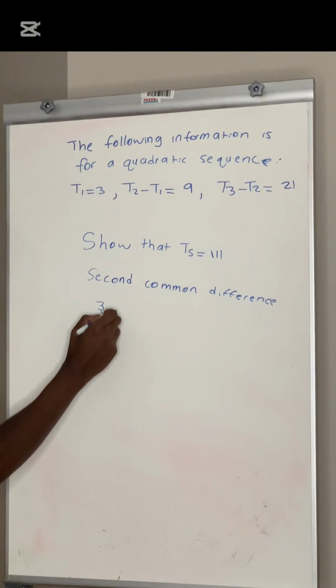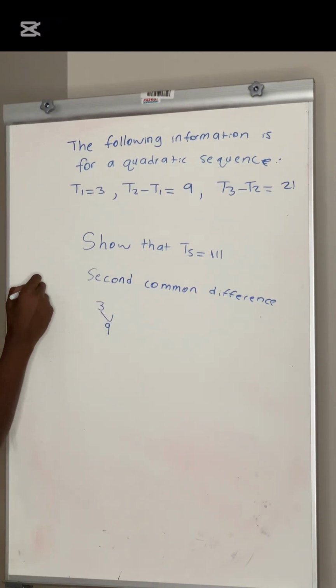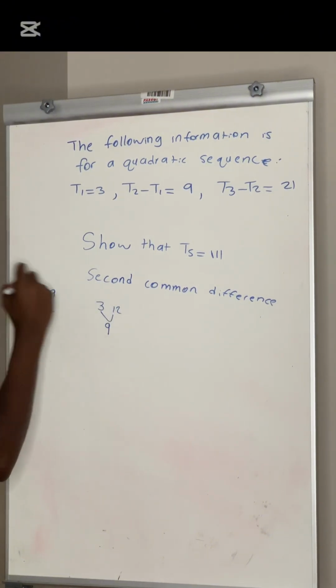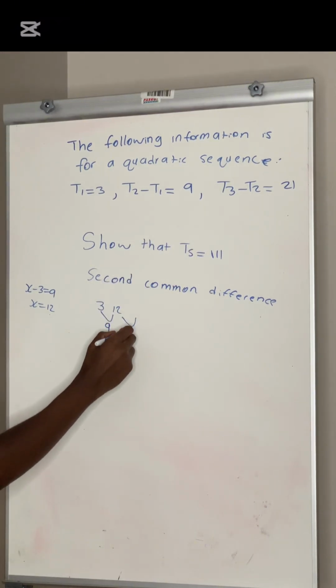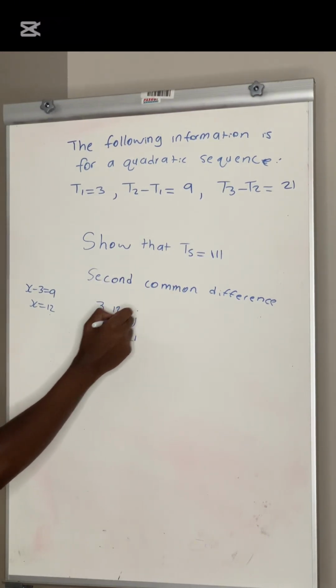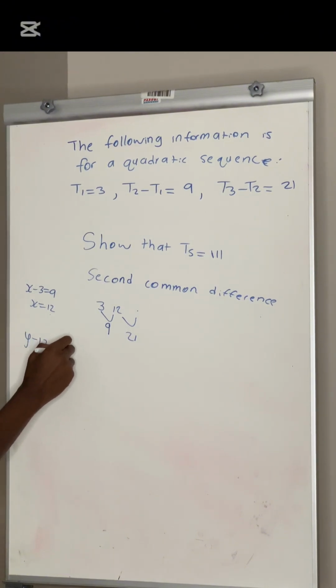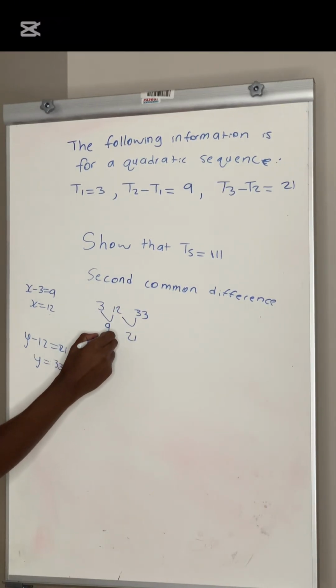Sorry, we were told that the second term, which is unknown, minus the first term is 9. So we don't know what this term is. Let's say x minus 3 is equal to 9, so x is equal to 12. So the second term is 12. Then we are told that the third term minus the second term gives us 21. Again, this is unknown, so let's say y minus 12 is equal to 21. So y is 33. So we have 33 over here, okay?